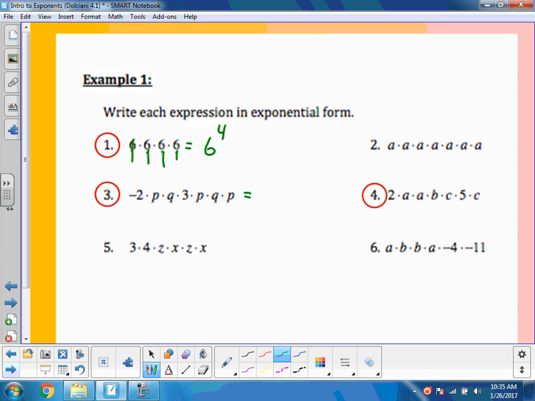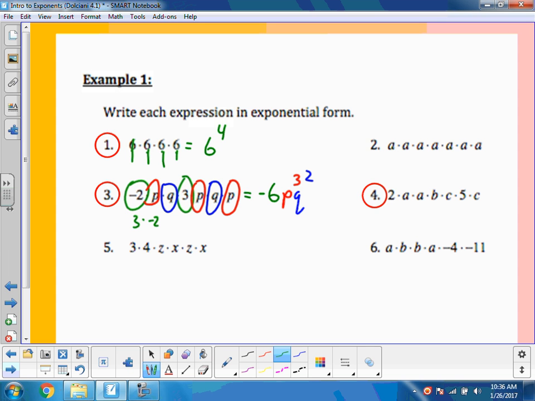Number 3, I'm going to look at my coefficients, which are 3 and negative 2, and I'm going to bring those together first. So 3 times negative 2 is negative 6. And I've got a p here, 1 here, and 1 here, so I have p to the third. And then I've got a q and a q, so it is q to the second. And that's what it would be simplified.